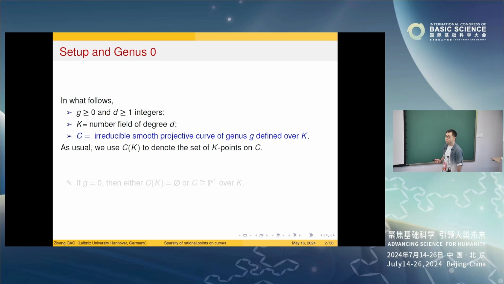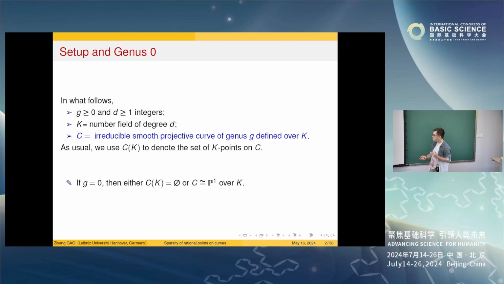Here are some notations which will be fixed in the talk. g and d will be integers, K is a number field of degree d, and C is a nice curve, irreducible, smooth, projective, of genus g defined over K. And as usual, we use C(K) to denote the set of K-points on C. If you're not very familiar with this notation, C is defined as the zeros of a system of polynomial equations, and C being defined over K means that we can find a system of polynomials with coefficients in K, and then C(K) is the set of K-solutions to this system.